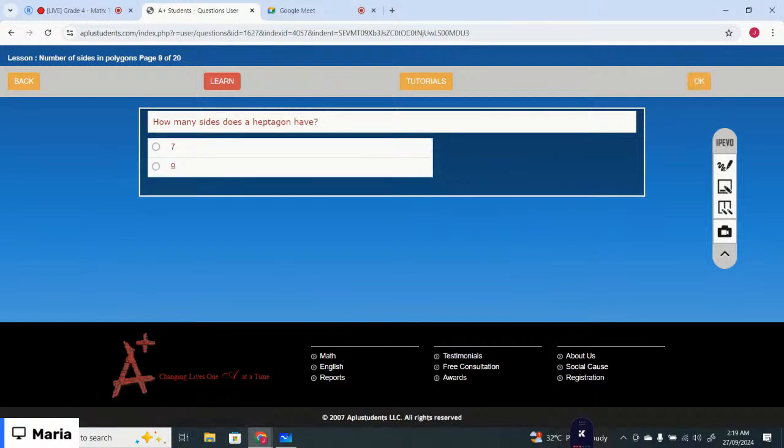How many sides does the heptagon have? So which is the correct option? A heptagon has seven sides, right? The correct option is option number one.